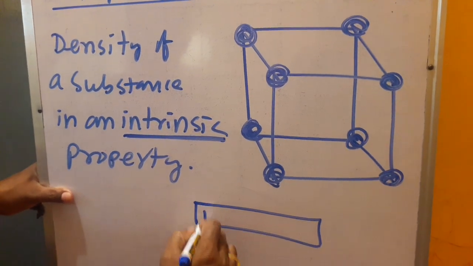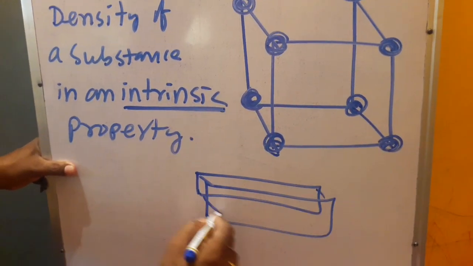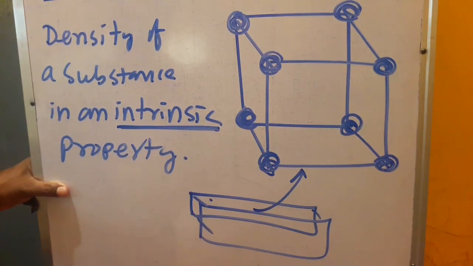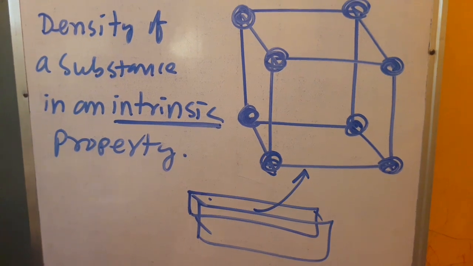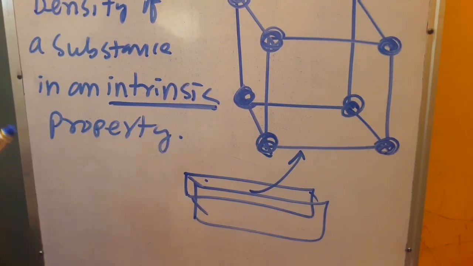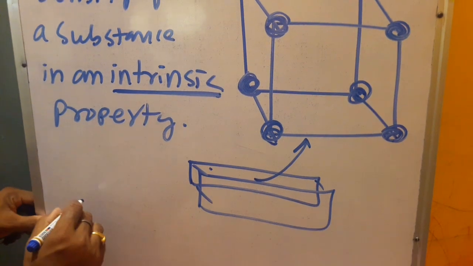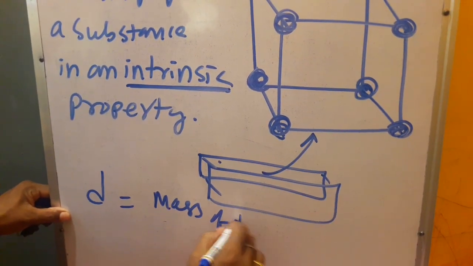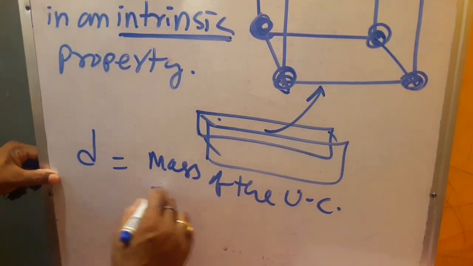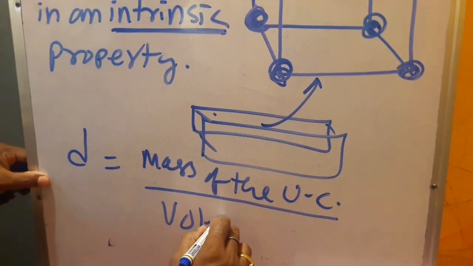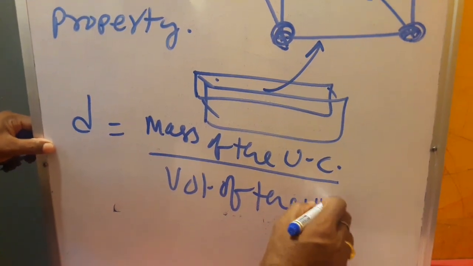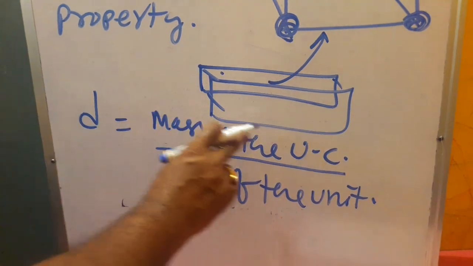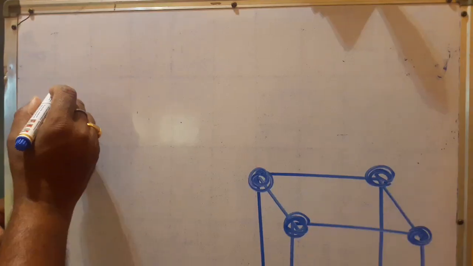For example, you take a whole solid. Now, the density of the whole solid is equal to density of the unit cell made up of the solid. Now, let us determine the density of the solid. You can say density of the solid is equal to mass of the unit cell divided by volume of the unit cell. As you know, the density of the solid is equal to density of the unit cell. So density of the unit cell is equal to mass of the unit cell by volume of the unit cell.